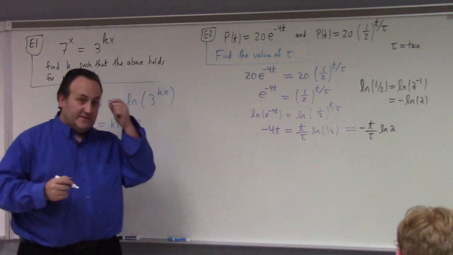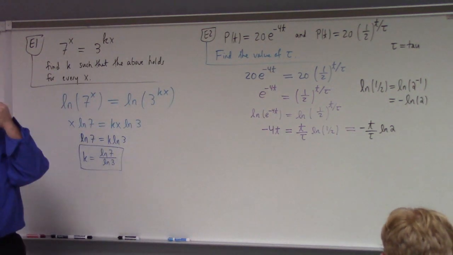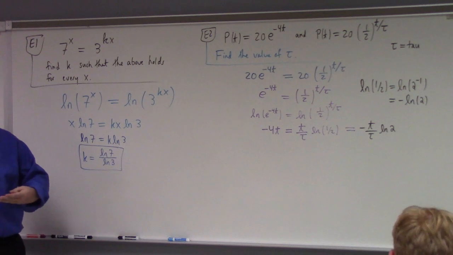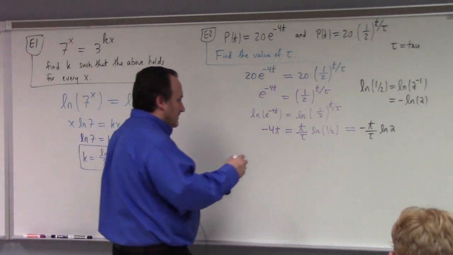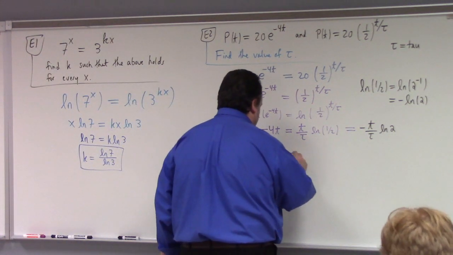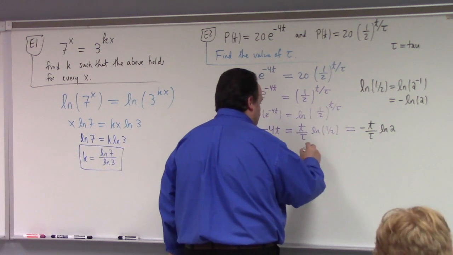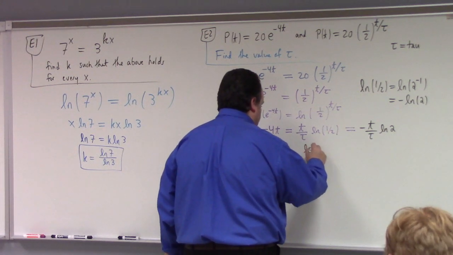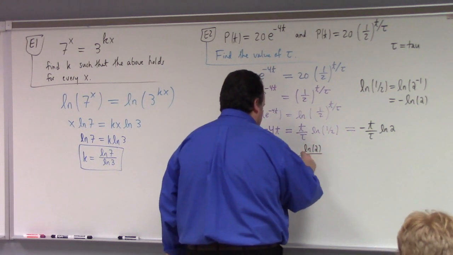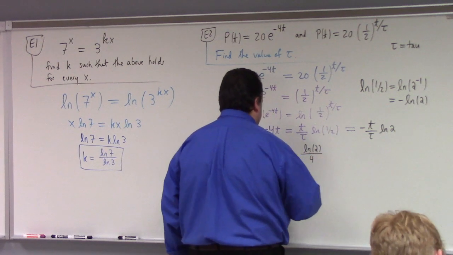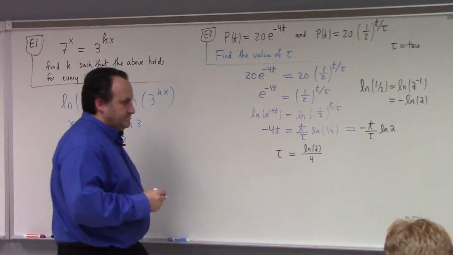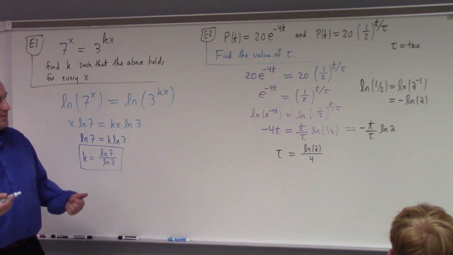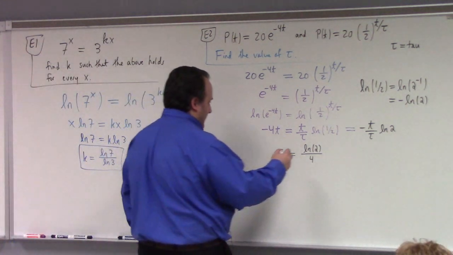Now this has to hold for all t. So we can divide by t and solve for tau. What do we get? Tau is going to be equal to the natural log of 2 divided by 4. There you go. For this problem, that's what tau would be.